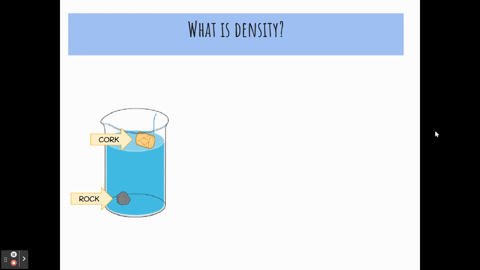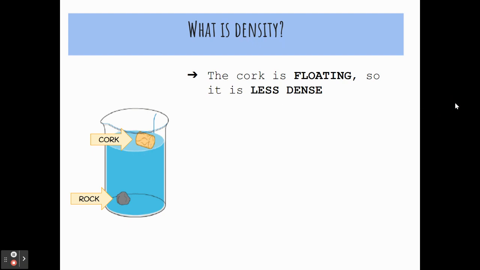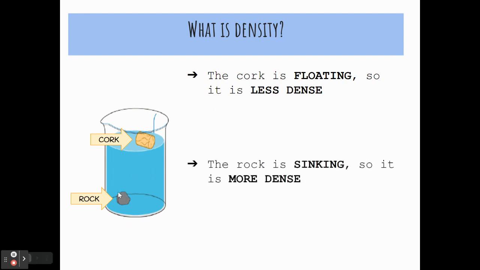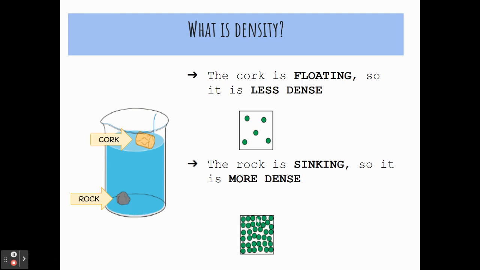All right, so let's look at this example with a cork and a rock. So we've got water here, and we've got a rock in it and a cork in it. So the cork is floating on top of the water, so that means that it is less dense than the water. And then the rock is sinking, so it's more dense than the water. And if we could look at what the atoms or particles look like, we would see something like this. So the cork has particles that are pretty far apart, and then the rock would have the atoms or particles being pretty close together because this is less dense, more dense.